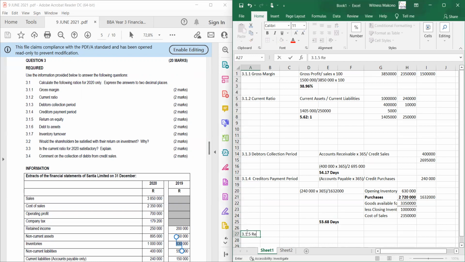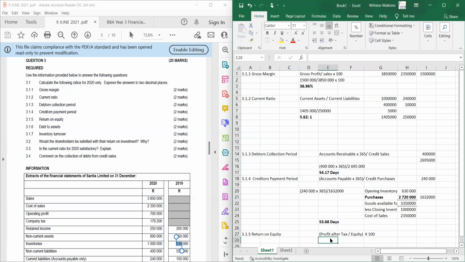3.1.5 return on equity. All right. The return on equity, what is the formula? Profit after tax divided by equity multiplied by 100/1. Yes, you're right. Profit after tax divided by equity, times 100. So it is 100/1. It is this that should be done first before you multiply by 100.